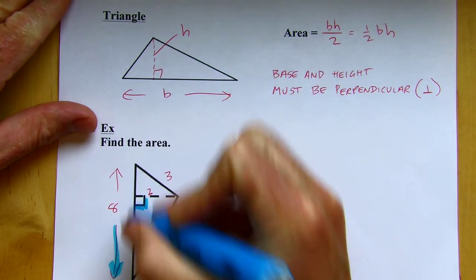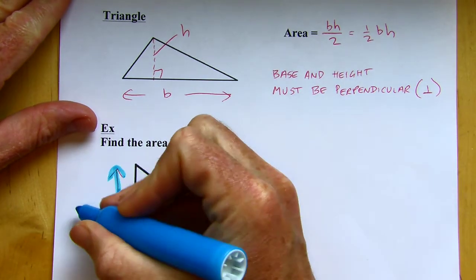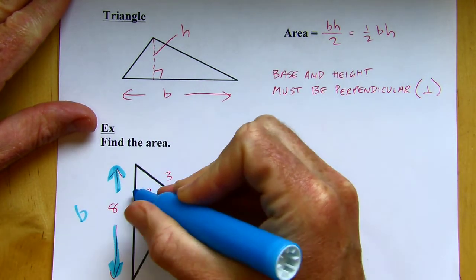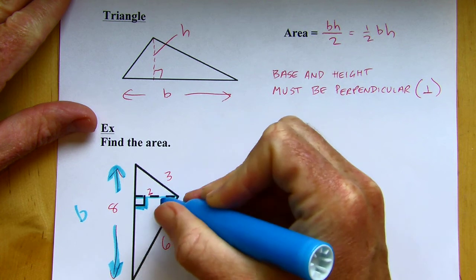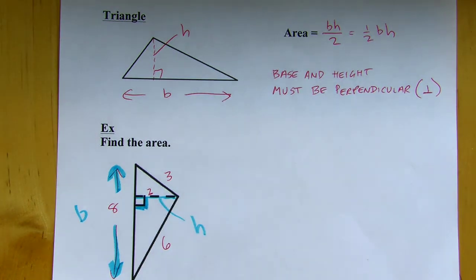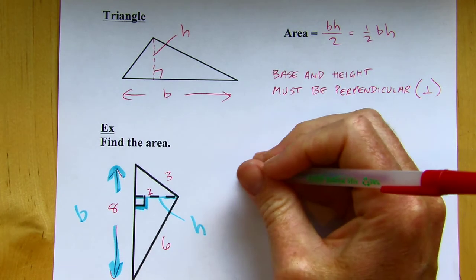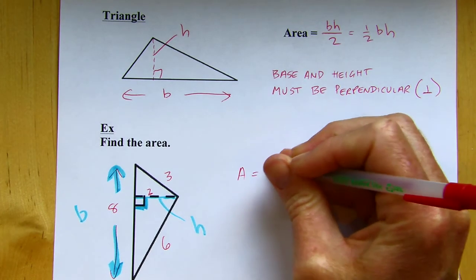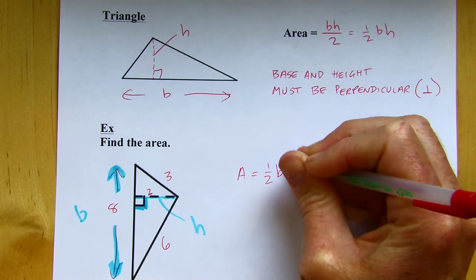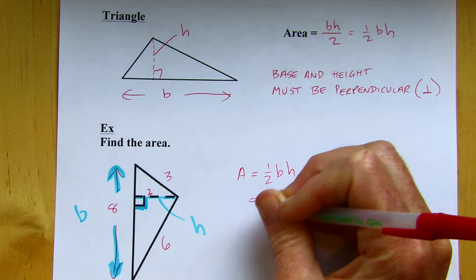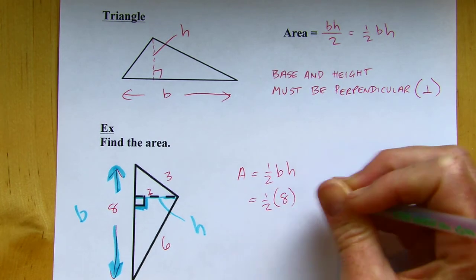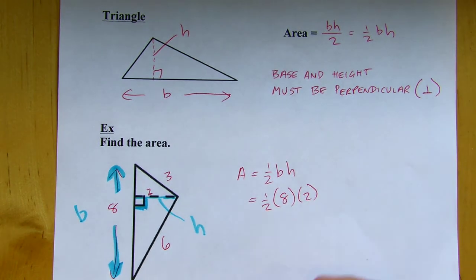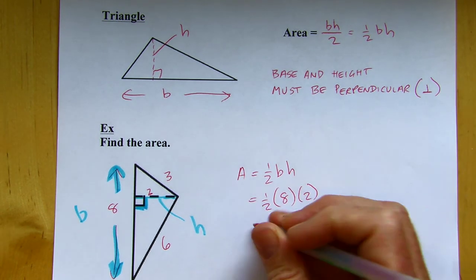So that means I'm going to use this as my base and this as my height, okay? So I'm going to use the 8 and the 2. The 3 and the 6 are just distractions there. So my area, 1/2 base times height. Okay, and then 1/2 of 8 is 4.